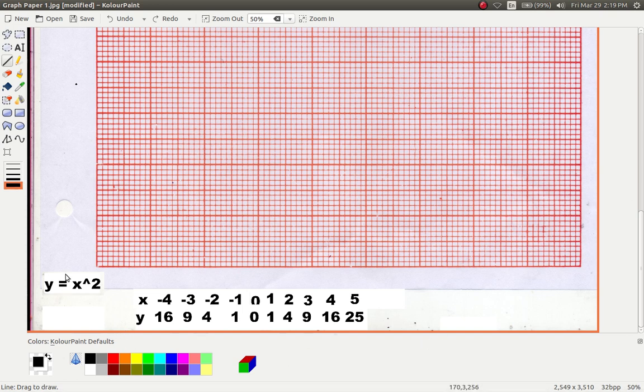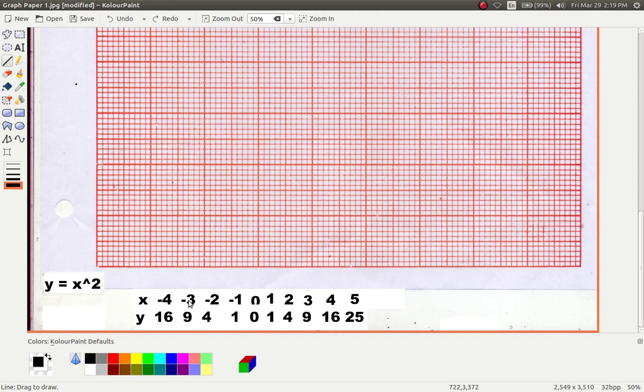This is y equal x squared. So another way of writing y equal x squared. This program doesn't have the feature to write the superscript 2, so I do it like this. These were the values that we got before. Alright, now I want an x and a y axis.